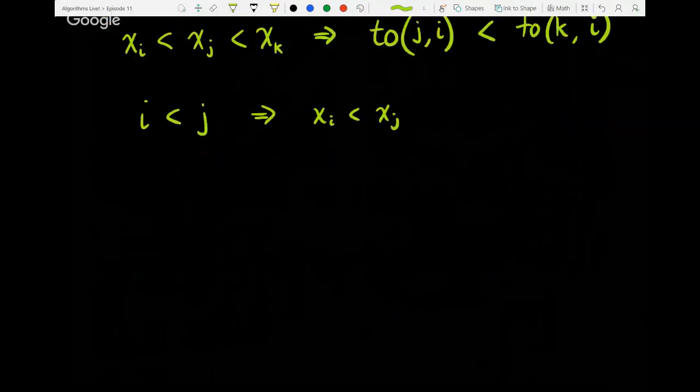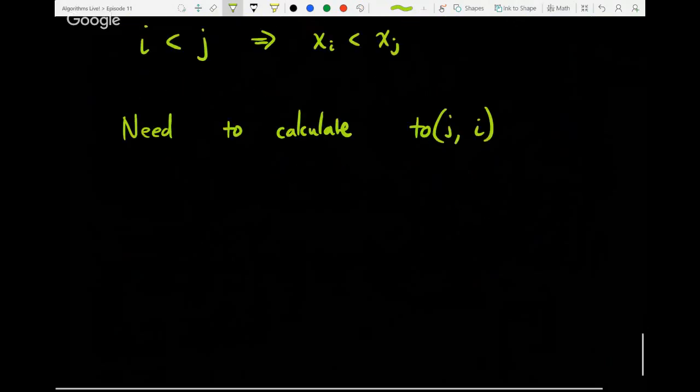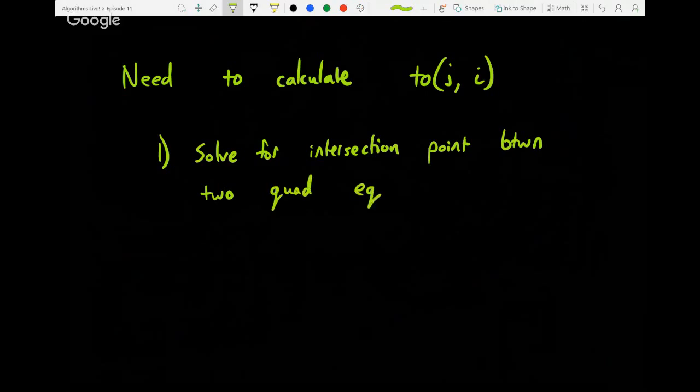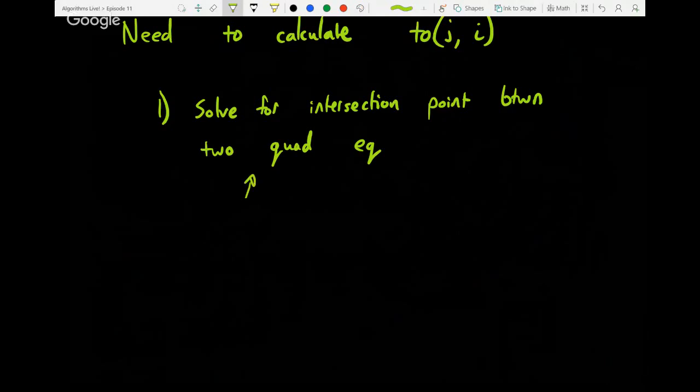All right, so we do have one more thing we need to do before we could start coding this thing. I need to be able to calculate this function. So t_o of i, j, I need to know for a given j and a given i, when does j overtake i? There are a couple ways to do this. One, we could solve for the intersection point between two quadratic equations. That's solution one. And the first thing you'll notice about this solution is it's going to involve doubles and a square root. Doubles, yuck. I don't really want to deal with that. If I can keep doubles out of my code, things are going to be better.